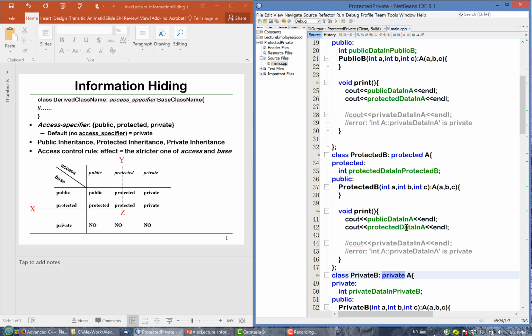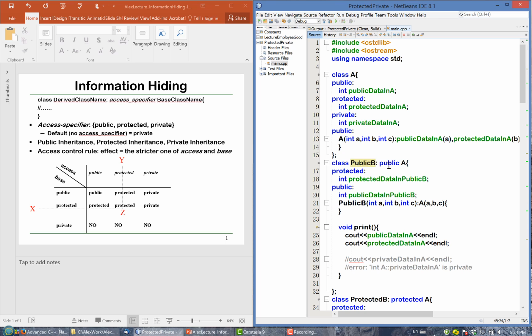Let's first consider public inheritance. For public data and functions in the base class, they can be accessed by the derived class. For example, this public B class publicly inherits from class A, and for public data in A, we can access it within public B class. And also they can be accessed like public data and functions of the derived class by both the clients of the derived class and further derived classes.